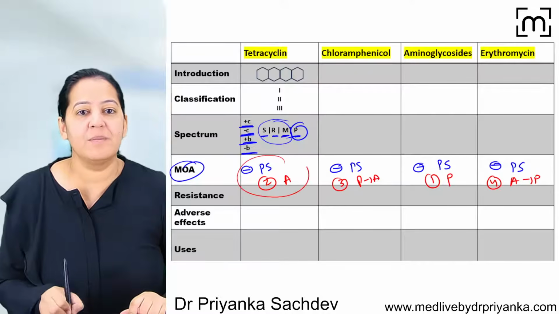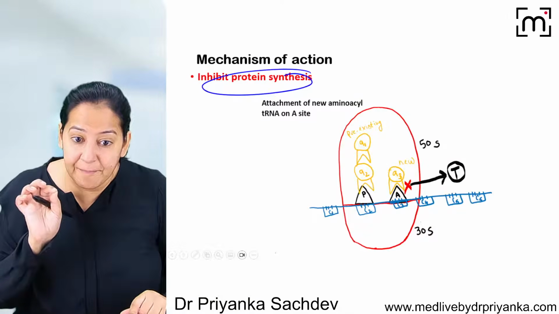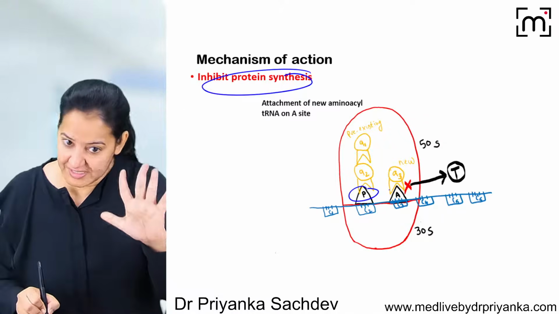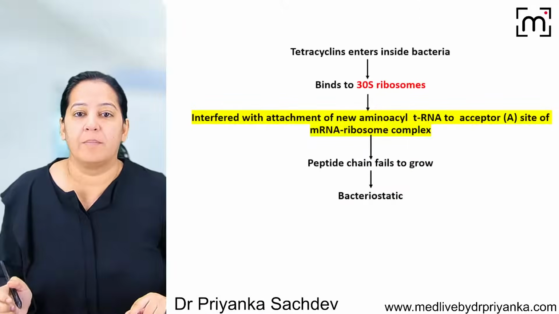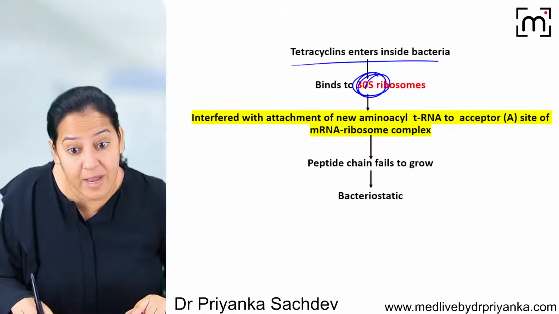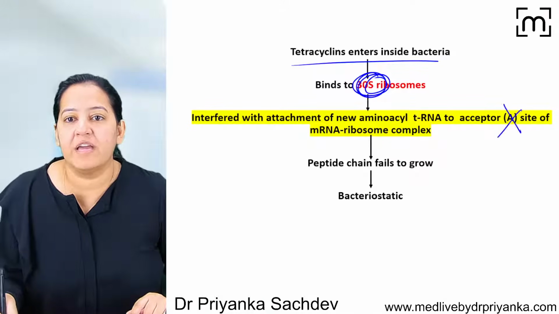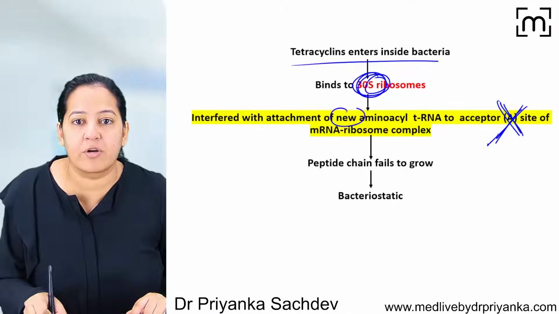So I guess everyone knows the mechanism of action. It inhibits protein synthesis. But which step? Step number 2. That is, it does not block the P window. The initiation is normal, but it blocks the A window. So the new amino acid cannot come. The tetracycline enters the cell and goes to the 30S of the ribosome. You have to learn it acts on 30S. And it blocks the A window. No A window, so the second step will not take place. The new amino acid cannot come.